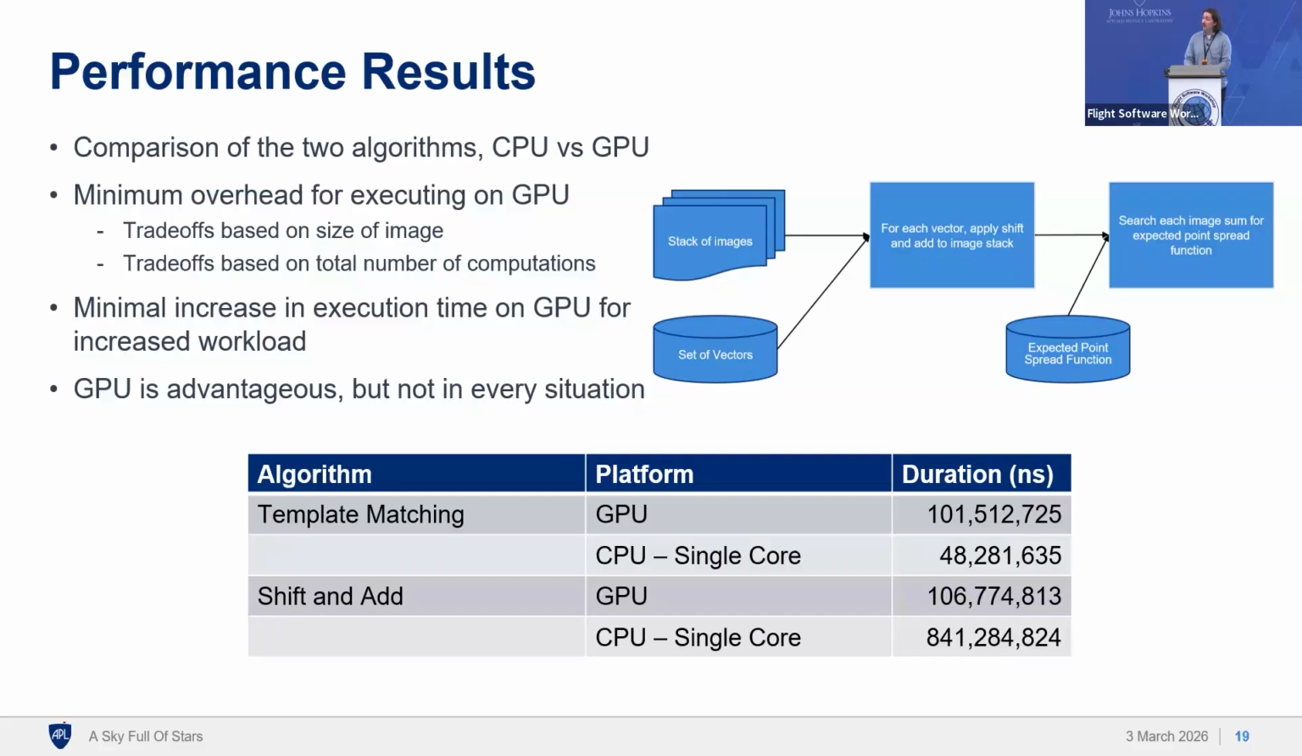double. When we look at the shift and add algorithm, taking 20 1K images, 1K resolution, running that on a single core CPU is about 840 milliseconds, where we're at 106 milliseconds on the GPU. So a minimal increase in execution time on the GPU for an increased workload. And the GPU is advantageous, but not in every situation.